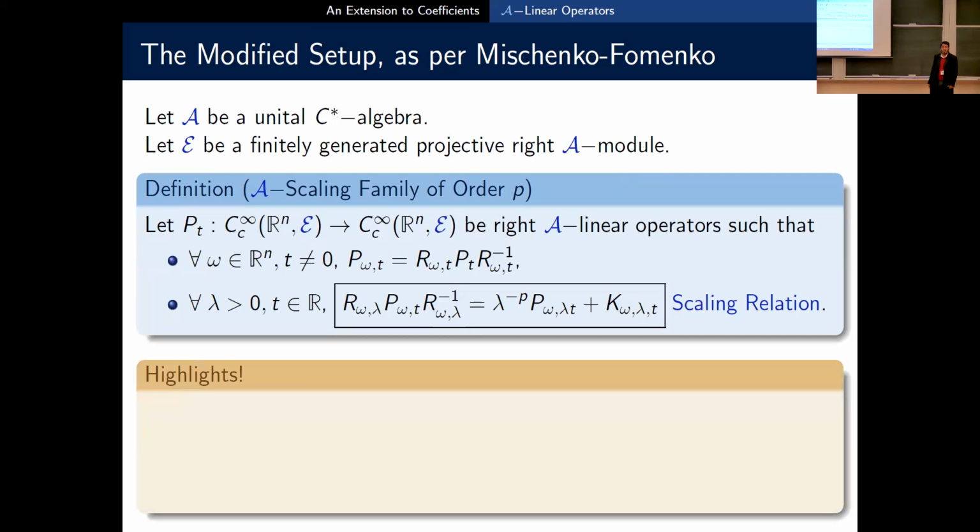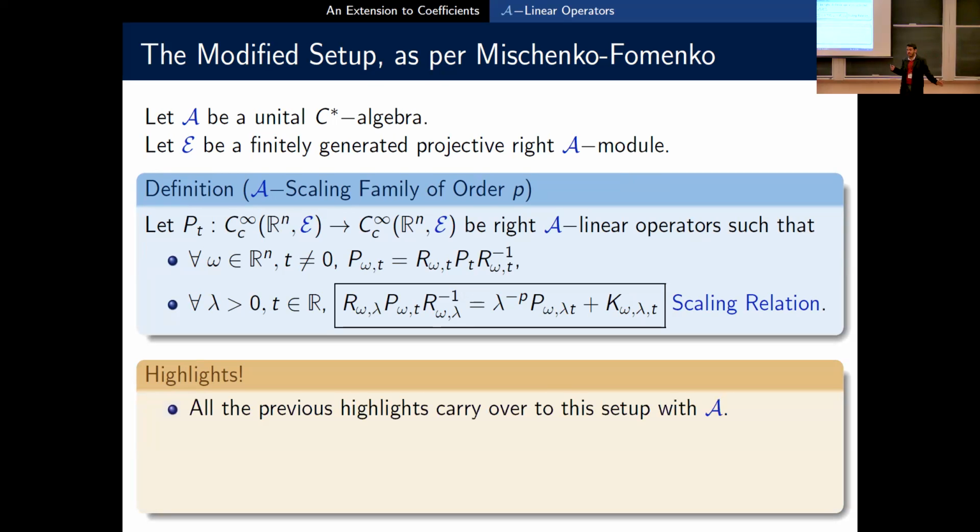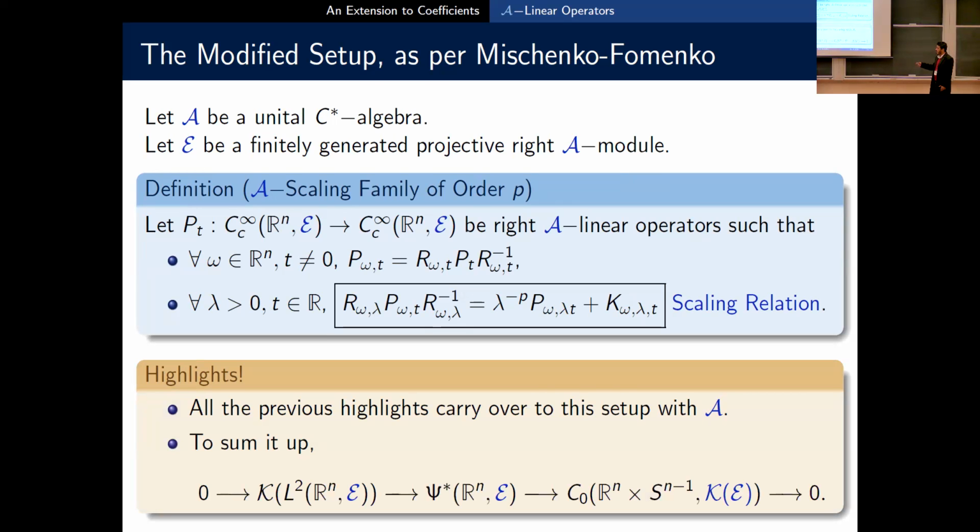Now, what about the highlights in this case? What we have checked and shown is that if you appropriately interpret your correct spaces and correct operators and your correct results, as in the Van Erp and Yuncken theory, everything follows, but you need to appropriately interpret what you mean by the terms. And all in all, you get a short exact sequence exactly like you had in the previous case, where now your principal symbol functions will be operator valued principal symbol functions, and you have compact operators and bounded adjointable operators in the Hilbert module sense.